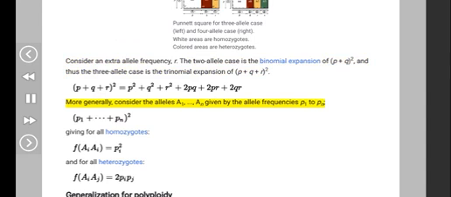More generally, consider the alleles A1 to An given by the allele frequencies p1 to pn. This gives the frequencies for all homozygotes, and for all heterozygotes.